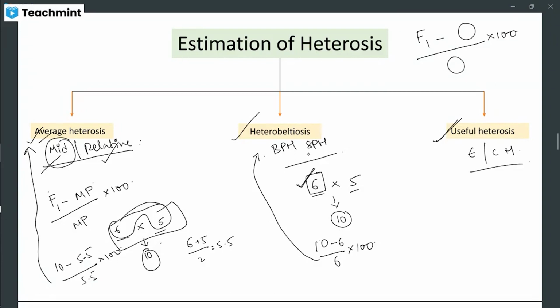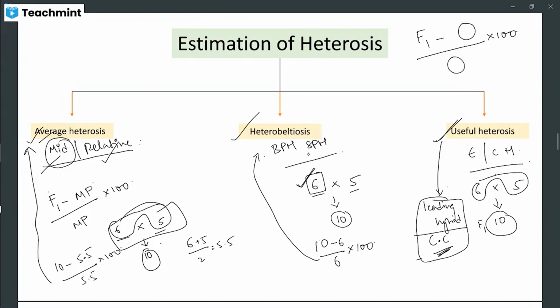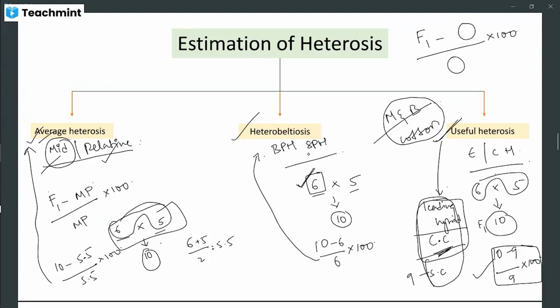Coming to useful heterosis, this has many names such as economic heterosis, also said to be commercial heterosis, etc. In this case, you need not take the parents for calculating. Instead, you need a leading hybrid, as somebody told yesterday, or a commercial check which is available in your area and is performing better. We compare the F1 with the value of this leading hybrid or commercial check or standard check, whatever you call it. For example, let us consider the standard check is giving a yield of 9 tons. So 10 minus 9, divided by 9, into 100. This gives you the commercial or economic or useful heterosis. I also told you that useful heterosis was given by Meredith and Bridge in the crop cotton. Please do note it is given by Meredith and Bridge in cotton. So this is the concept of the estimation of heterosis.